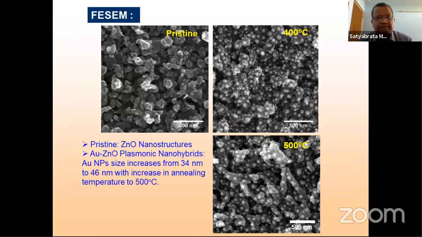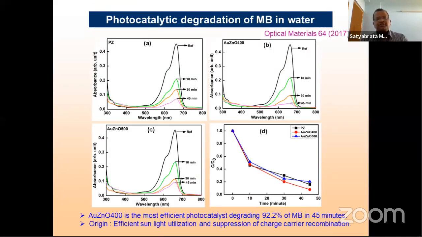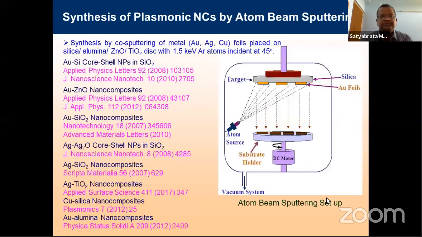FESEM shows clearly that we have gold nanoparticles decorating zinc oxide nanostructures, and the size of these gold nanoparticles increases from 34 nanometer to 46 nanometer as we increase the annealing temperature. We have used these various coatings for degrading pollutants, and we see that this gold ZnO hybrid annealed at 400 degrees centigrade exhibits the highest photocatalytic activity. And the origin is clear: you have efficient solar light utilization and suppression of charge recombination.